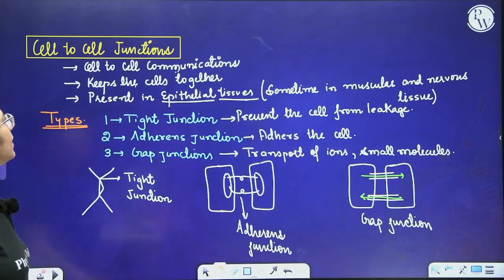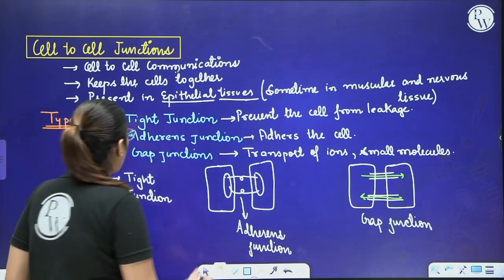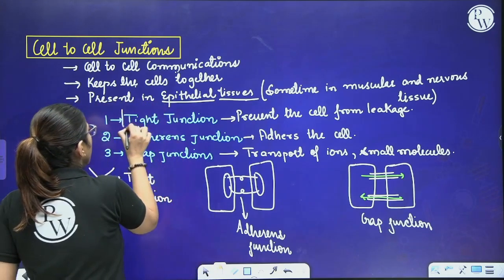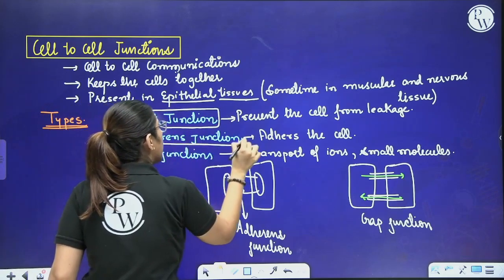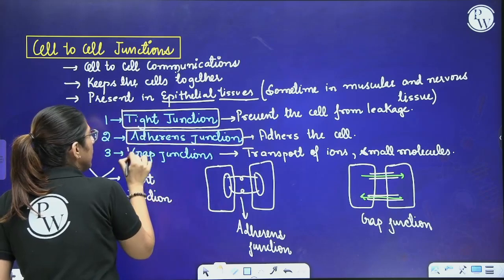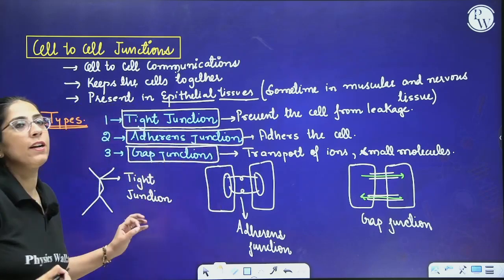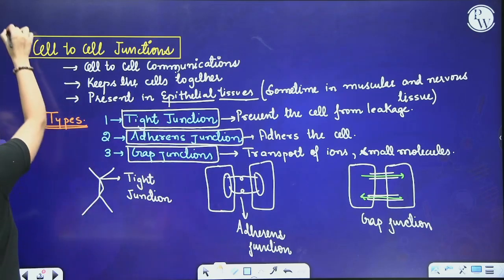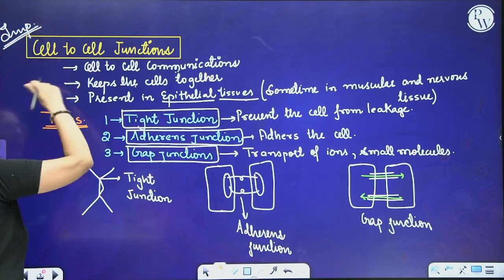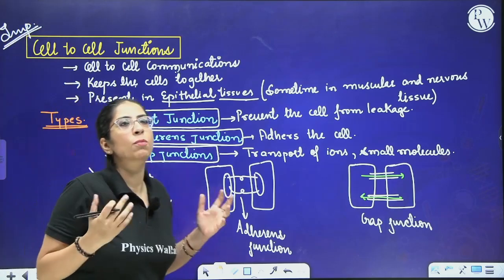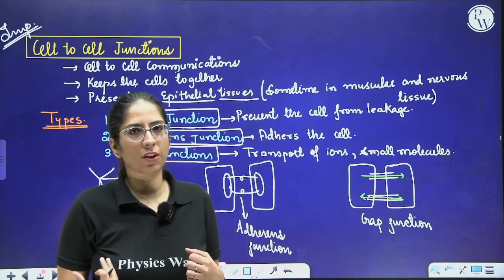Cell to cell junction, cell to cell communication. Hope it is clear. What are their functions? Examples, everything we have done. We started with the tight junction, then the adherens junction. From the name itself, guys, you can derive what these junctions are and their functions. And this topic is super important for your NEET examination, buddies. This can be asked as a match the following: some functions will be given on one side and the names of the junctions on the other.